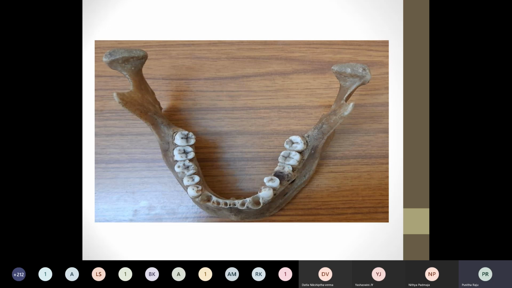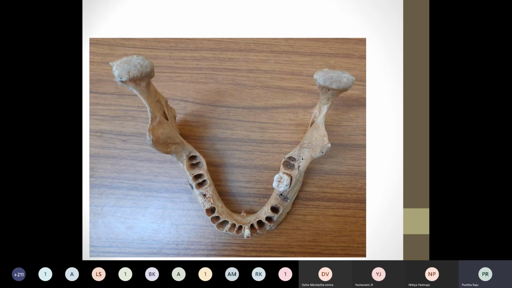So based on that also you can tell whether it is temporary or permanent. One more thing is once you see the temporary teeth in the jaw, just below that, if it has fallen, you can see the crown of the permanent teeth. Even that is one method where you can tell whether it is temporary or permanent.